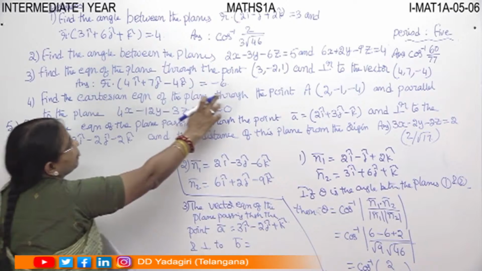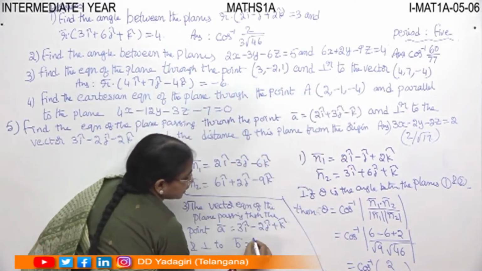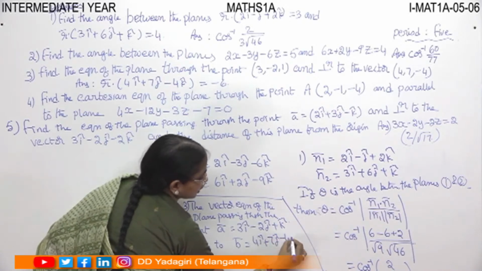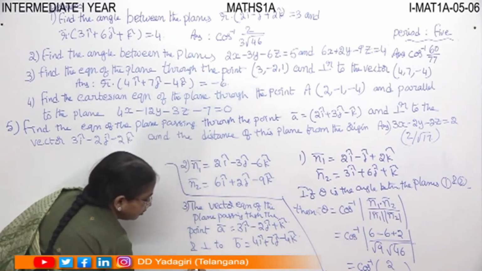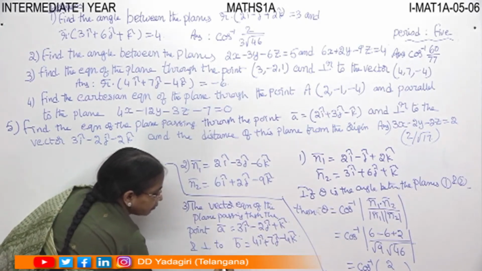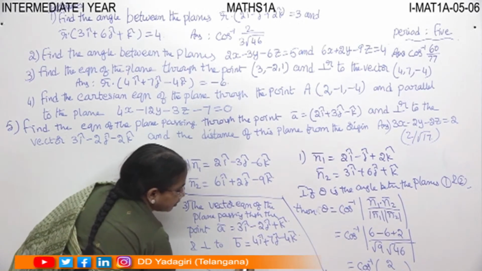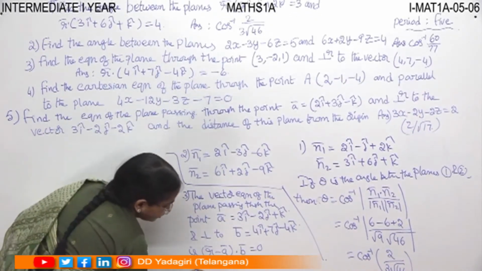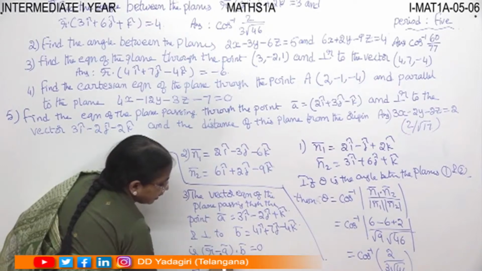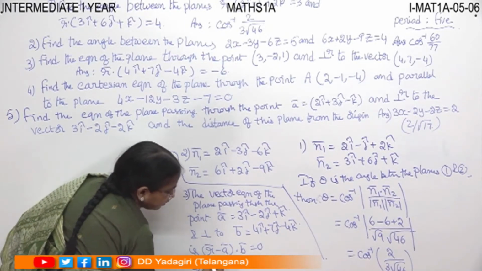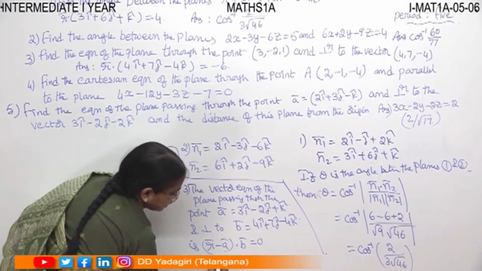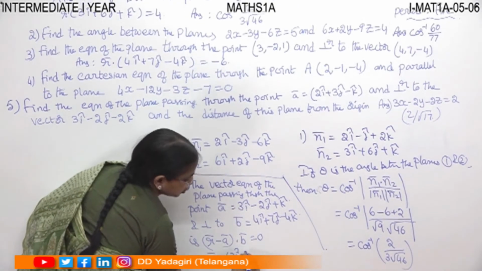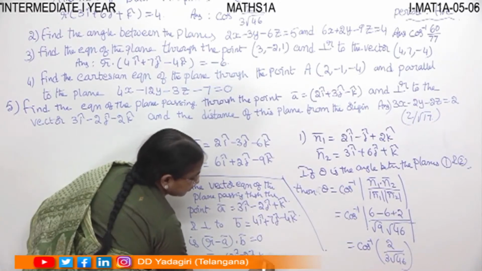What is that b? Perpendicular to the vector b, which is 4i plus 7j minus 4k. We have the formula now: r minus a dot b is equal to 0. So r minus a, where r is r only, and a is 3i minus 2j minus k.